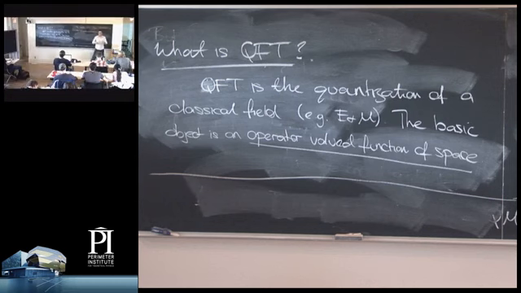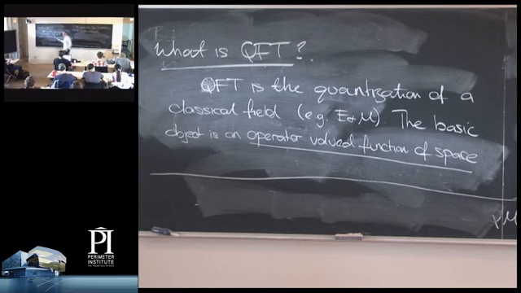Okay, so classically, every point in space has a field value associated to it. Quantum mechanically, every point in space is going to have some operator associated to it. This operator is going to be acting on basically a Hilbert space. Okay?